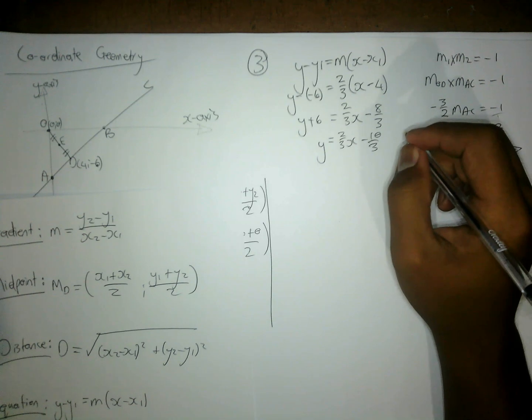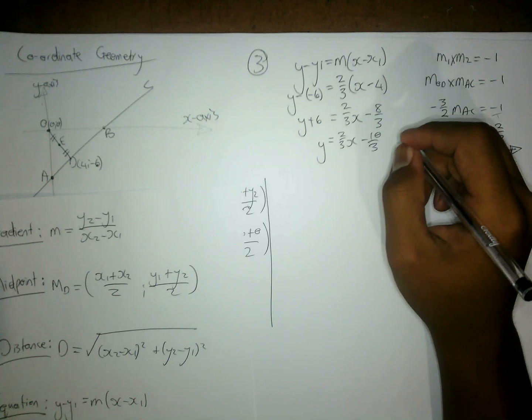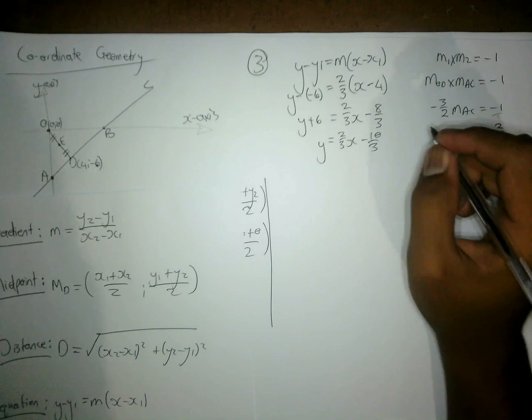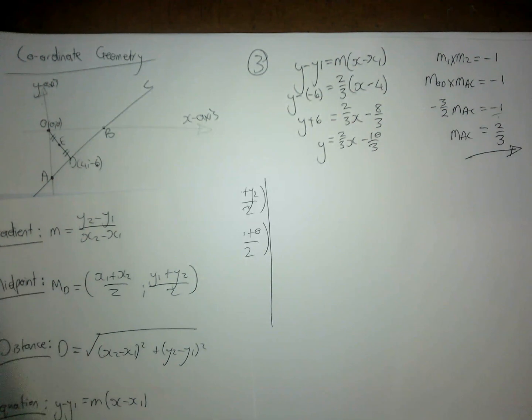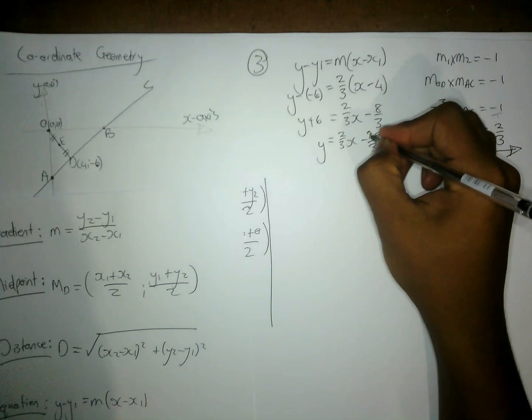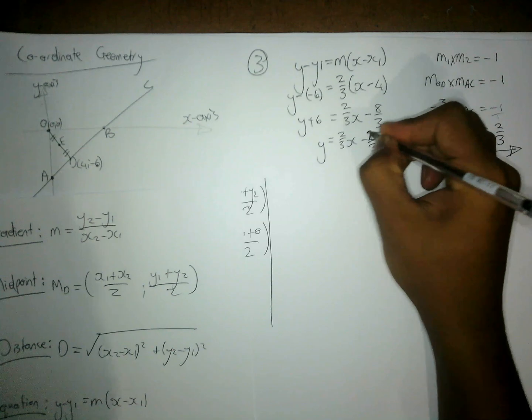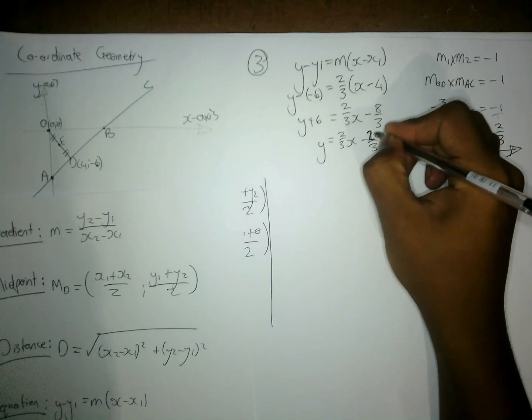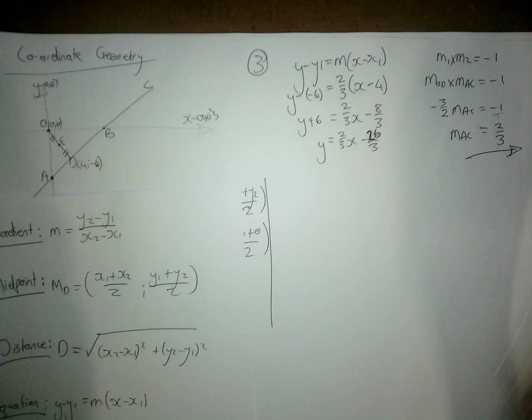We are done again. I'm correct, no? -8 over 3 minus 6. No, it's a 26. 26.